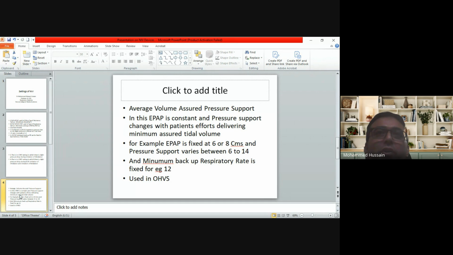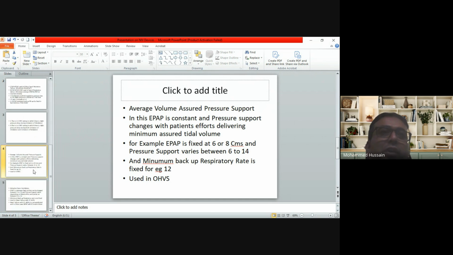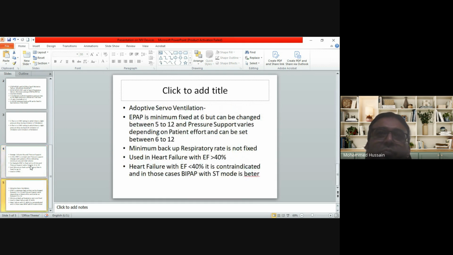So what is the drawback with one more word, adaptive servo ventilation? Here EPAP is variable, IPAP is variable, and respiratory rate is also variable. It does not give a minimum backup. Suppose if the patient is not breathing, the ventilator will not give, so they may die also. Especially heart failure patients with EF less than 40, it is absolutely contraindicated. Above 40, you can give. It is called adaptive servo ventilation.